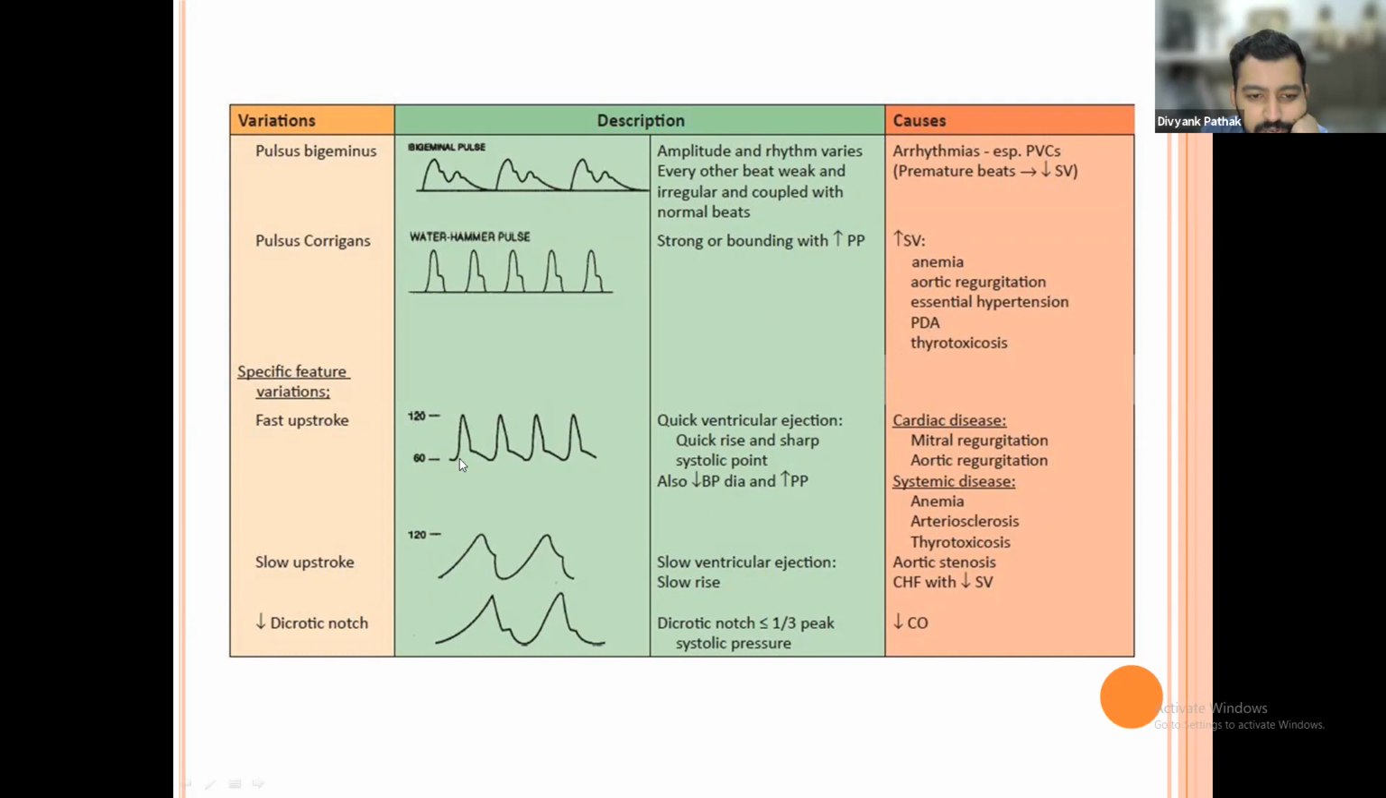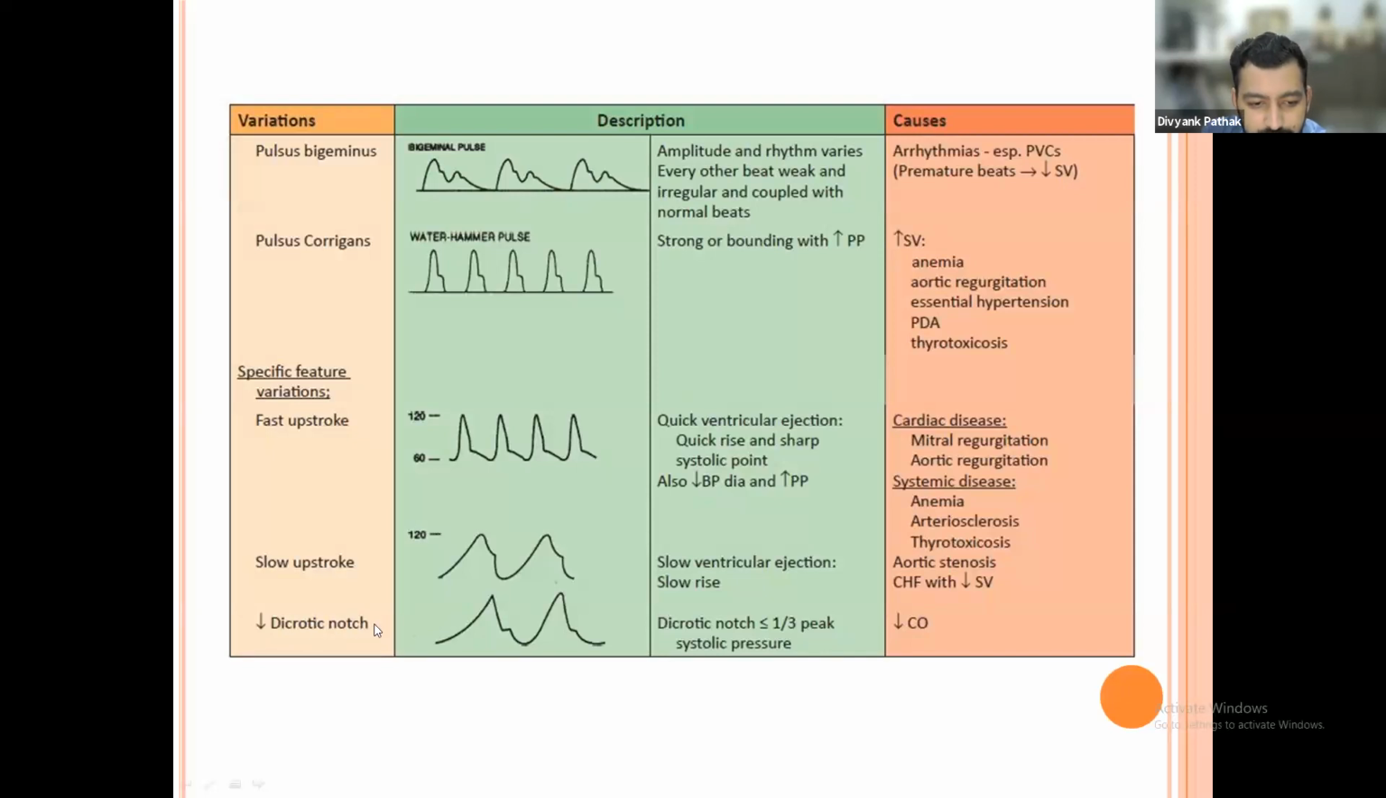Now, if there is a very fast upstroke, then it is quite common that a very quick ejection is there. Quick rise and sharp systolic blood pressure, okay, that can be in mitral regurgitation or aortic regurgitation, or systemic disease like anemia, if there are stiff arteries, arteriosclerosis or thyrotoxicosis. In a very slow upstroke, that is due to slow ventricular ejection, that is aortic stenosis, okay, or CHF, or very low stroke volume. So the blood will go very slow. Here blood will go very fast.